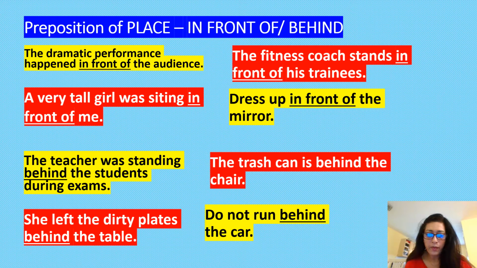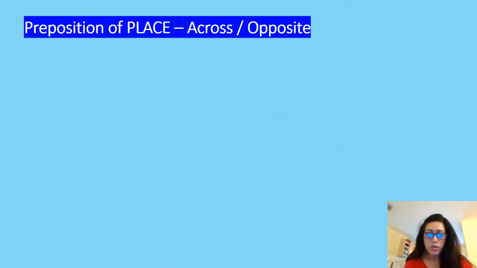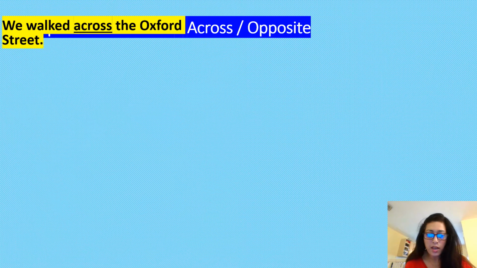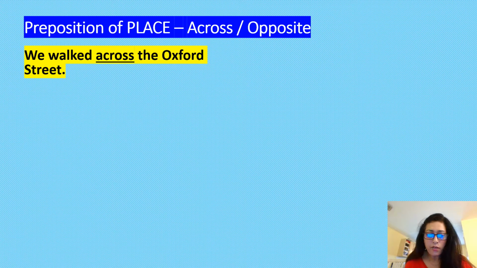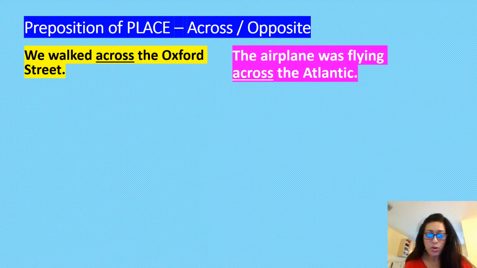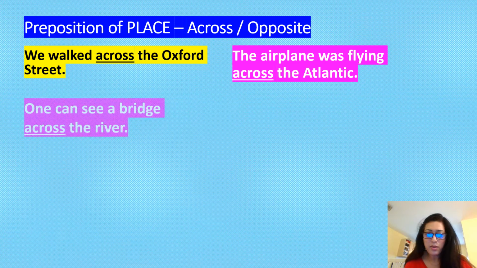All right, so the next one is across and opposite. Across and opposite again mean the same thing. It usually refers to something being in front of something else, but there is normally something between them, like a street or table. It is similar to saying that someone or a place is on the other side of something. So let's take a look at a few examples.